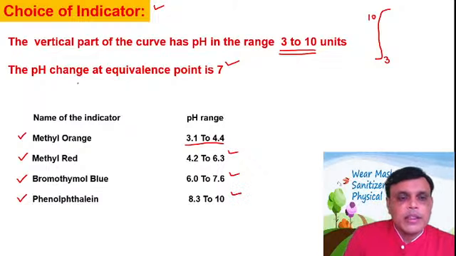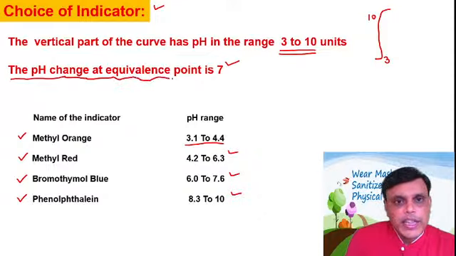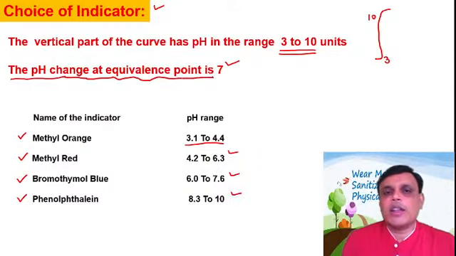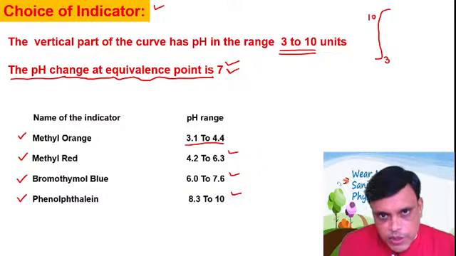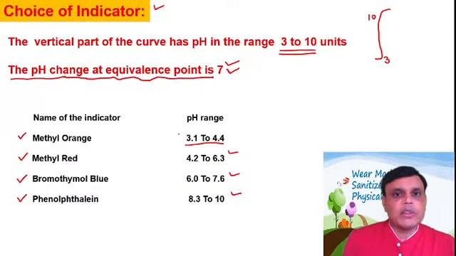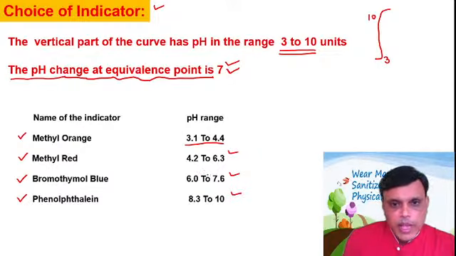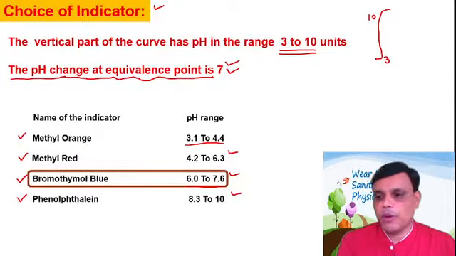So this is the point you have to take into account while choosing the best indicator. You have to see what the pH is at the equivalence point. So here the pH at the equivalence point is 7. This you have to keep in mind. So out of these, which has a pH range near 7? Bromothymol blue has a pH range of 6 to 7.6. So the best indicator for the above reaction is bromothymol blue.